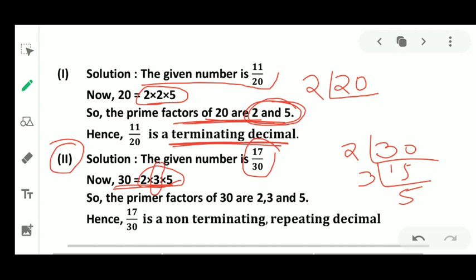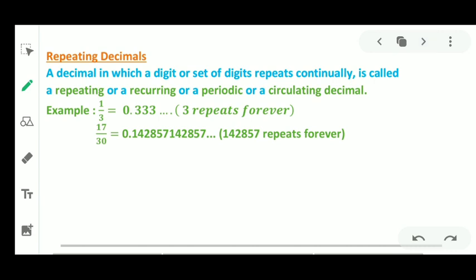So hence the prime factors of 30 are 2, 3 and 5. Therefore 17 by 30 is a non-terminating repeating decimal. Now here you see a new term, the repeating decimal. Now what is a repeating decimal? A decimal in which a digit or a set of digits repeats continually is called a repeating, recurring, periodic or circulating decimal. It actually has 4 names: repeating, recurring, periodic and circulating decimal.